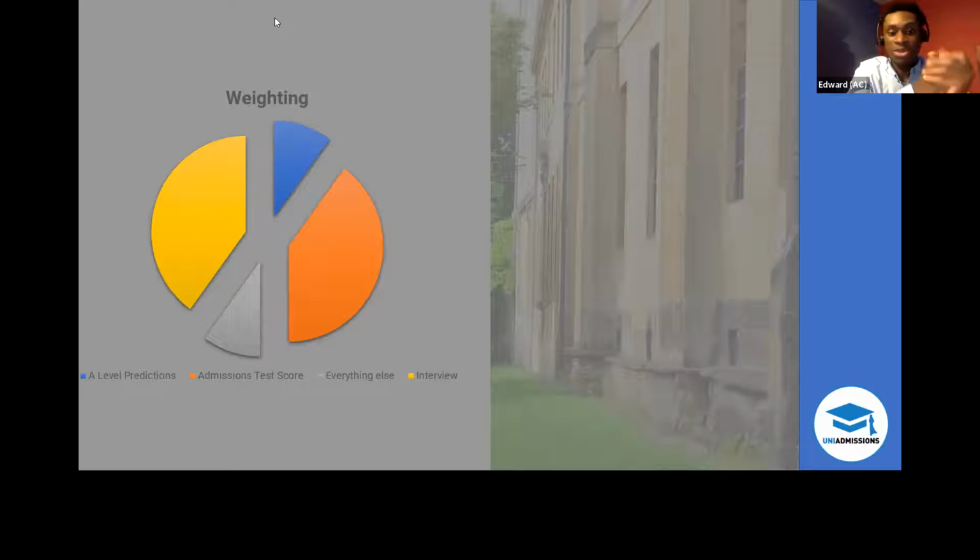So as you can see, 40% of the weighting goes on the admission test scores. So I'm sure, for example, if you're applying to study physics, you'll be sitting the Physics Aptitude Test, and 40% of the decision will be based on your score on that test. And then the other 40% will be based on your performance at the interview stage. So as you can see, those make up 80% of the application weighting. And the remaining 20% is 10% on your predicted grades and 10% on everything else.